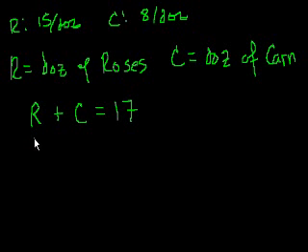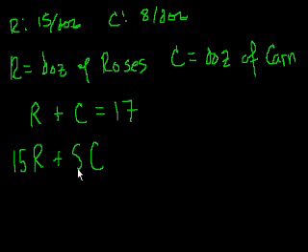So how do we figure out how much money she spent? So if she bought R dozens of roses, how much did she spend on roses? Well, each dozen of roses is $15, so she spent 15 times the number of dozens. That's how much she spent on roses. How much did she spend on carnations? Well, she bought C dozens of carnations. Each dozen was $8. So her total amount of money she spent was the amount she spent on roses plus the amount she spent on carnations, and that is equal to 192. Now we have two linear equations and two unknowns. We can just solve them.